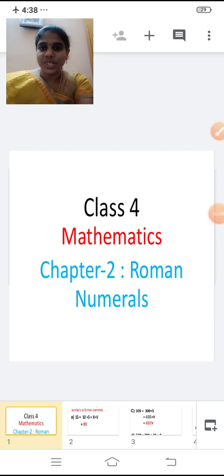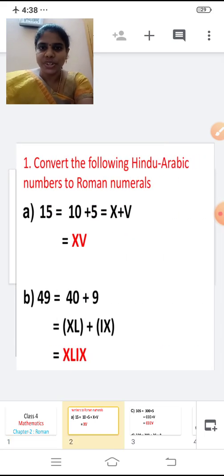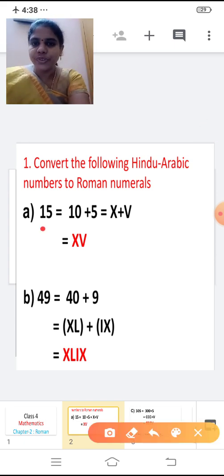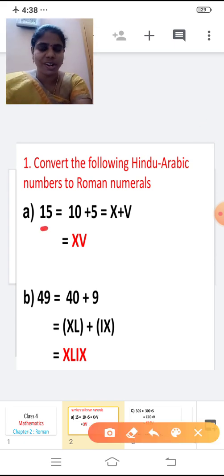Last class, we saw in chapter number 2, Roman numerals, conversion of the Indo-Arabic numbers to Roman numerals. Yes, now we are going to continue that. Before that, we'll revise the sums, and after that, we'll continue the remaining sums. So the first one is 15. Now we are going to change it into Roman numerals.